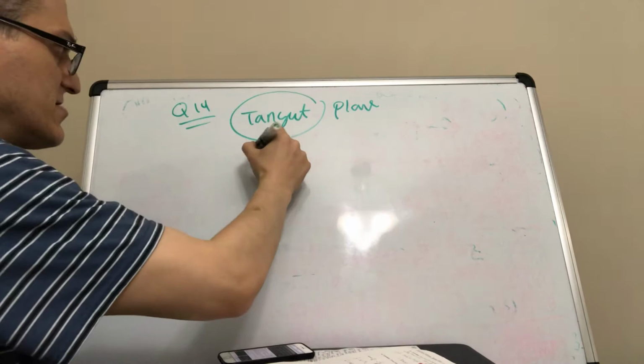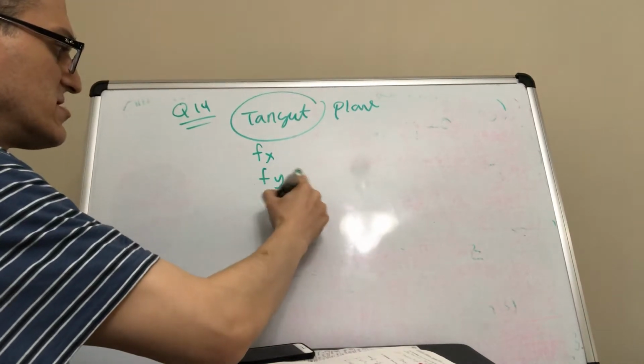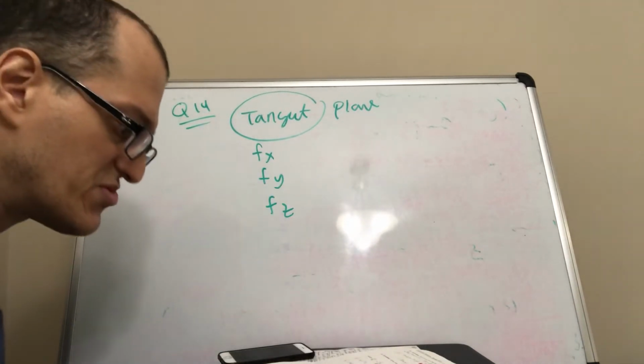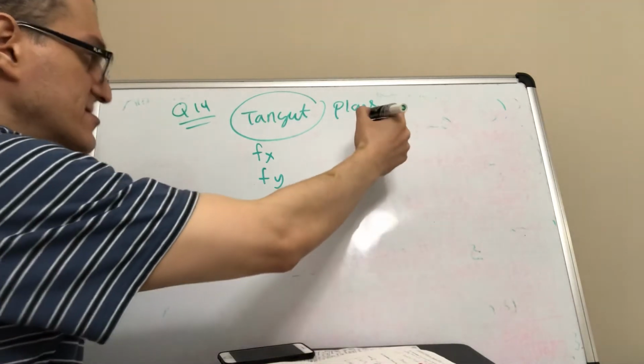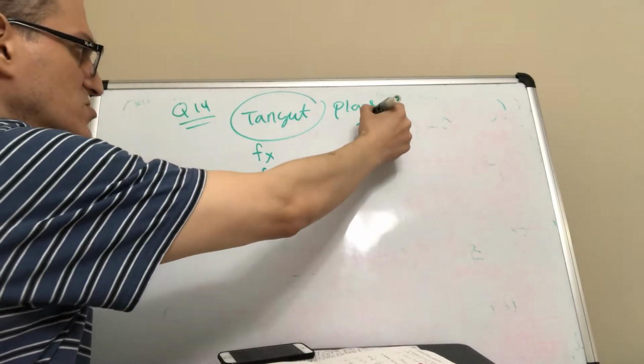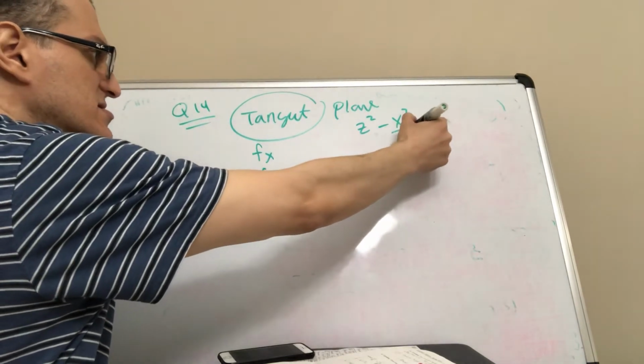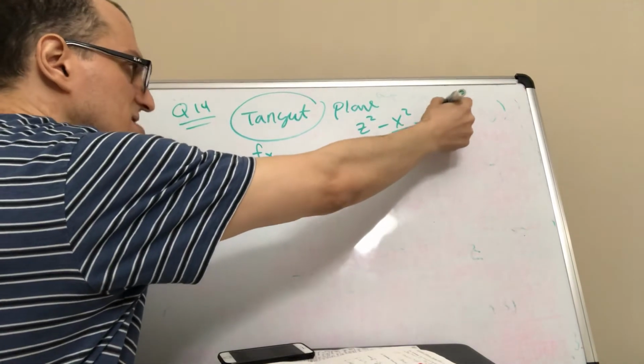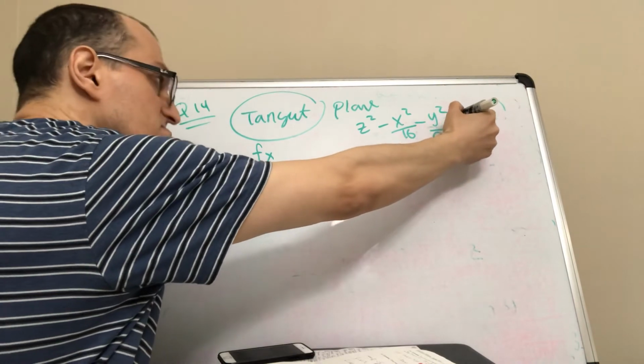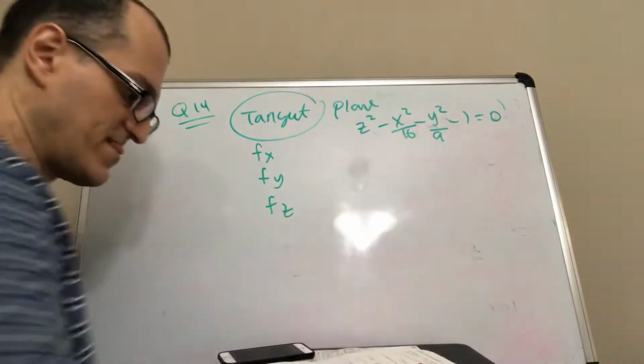So we need to find the derivative with respect to x, with respect to y, with respect to z. The curve itself was z squared. Bring everything over: z squared minus x squared over 16, minus y squared over 9, minus 1 equals 0.